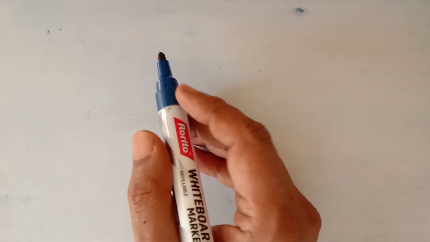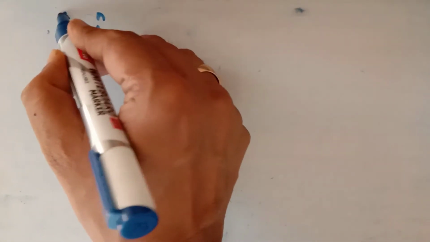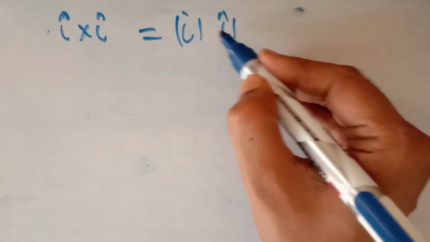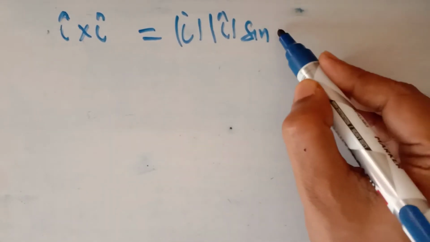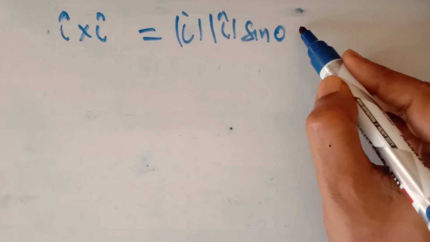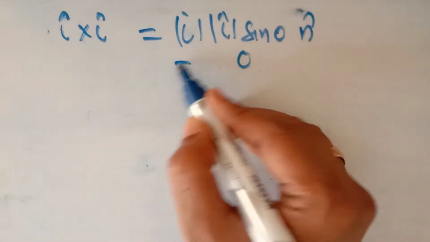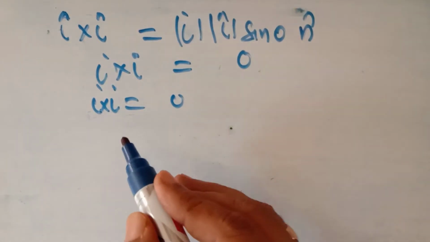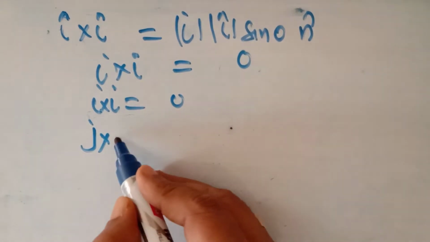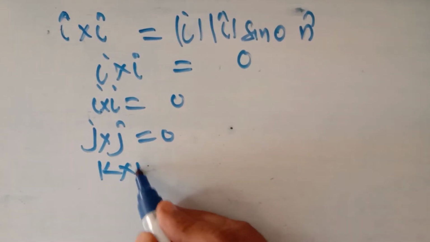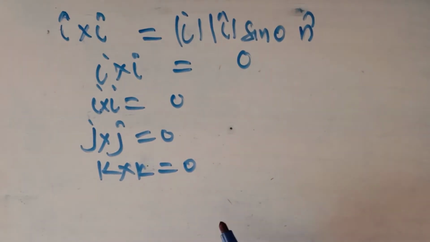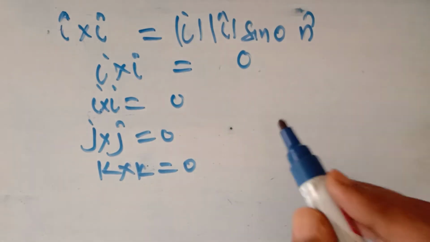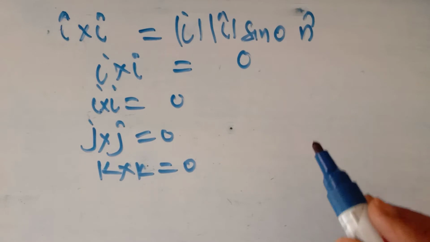Okay. Now we find the vector product of I cross I, that is the unit vector along the x-axis. So it will be modulus of I, modulus of I, sine of the angle between the same vectors, which is 0, and n cap. Sine 0 is 0, so I cross I will be equal to 0, and we know that I dot I is equal to 1. Similarly, J cross J will be equal to 0 and K cross K will also be equal to 0. So this is the vector product of the same unit vectors, that is I cross I, J cross J and K cross K.